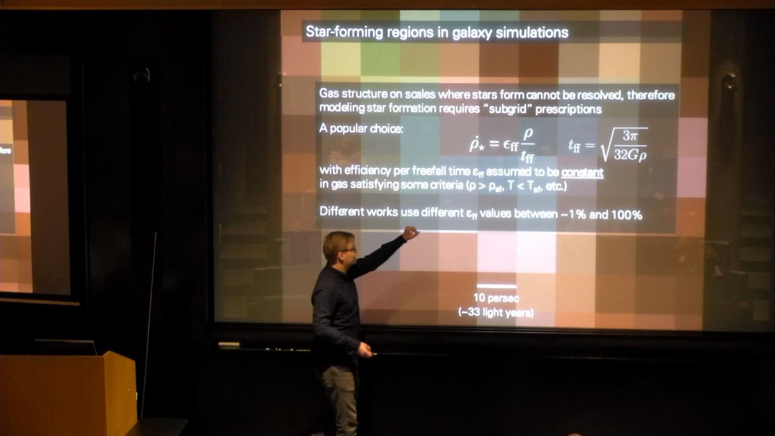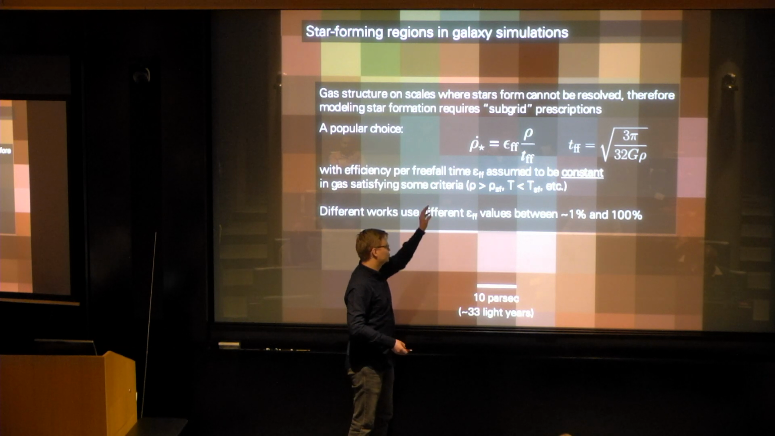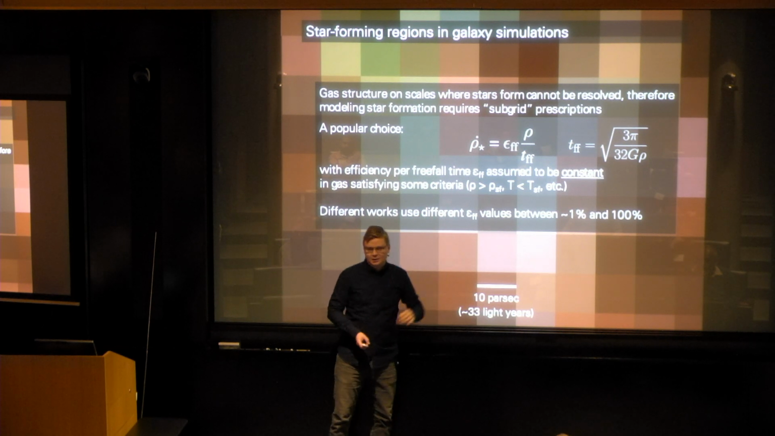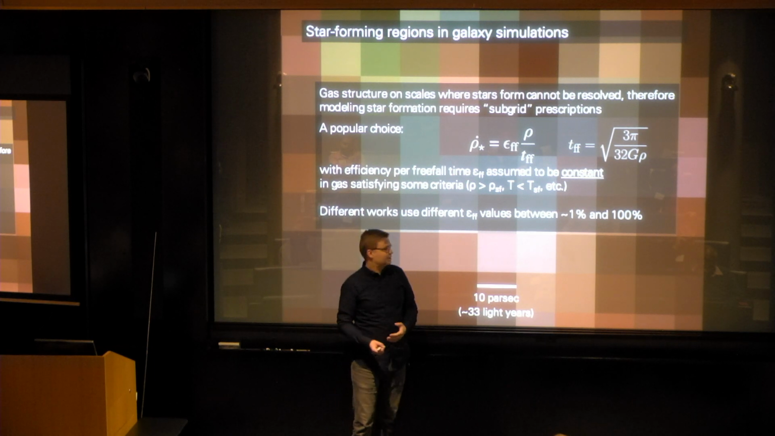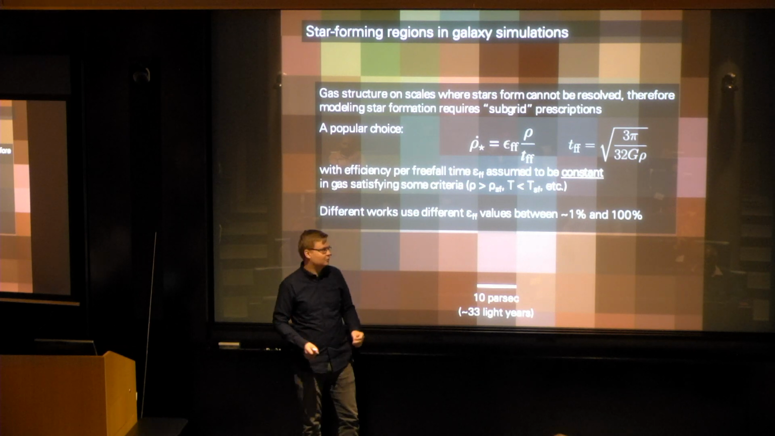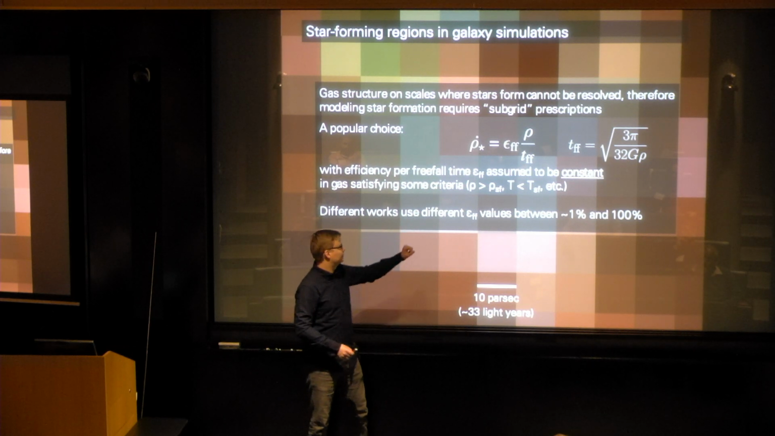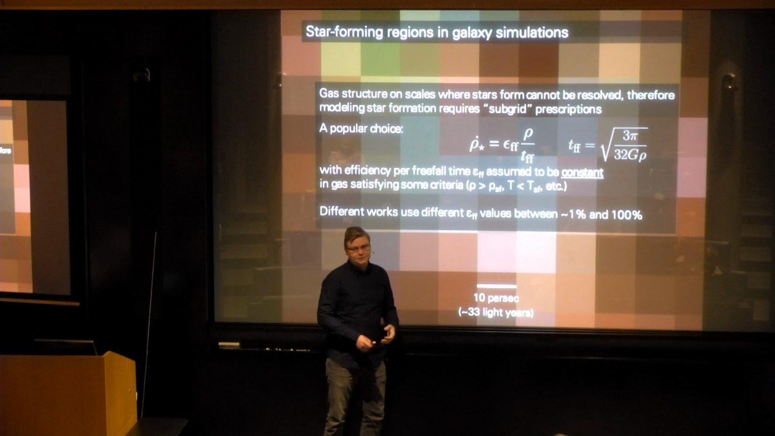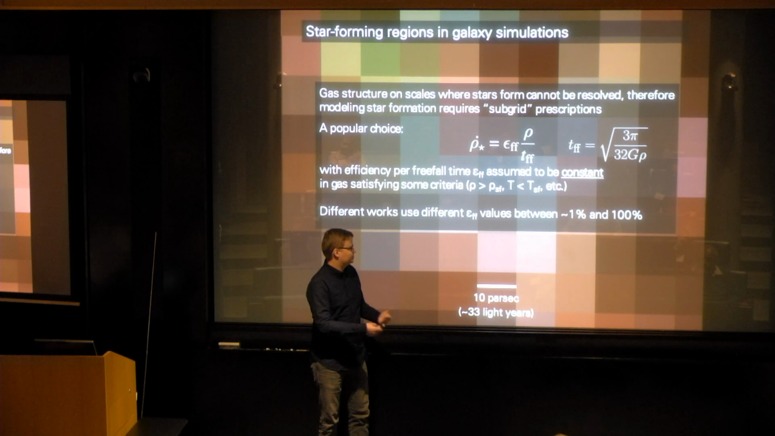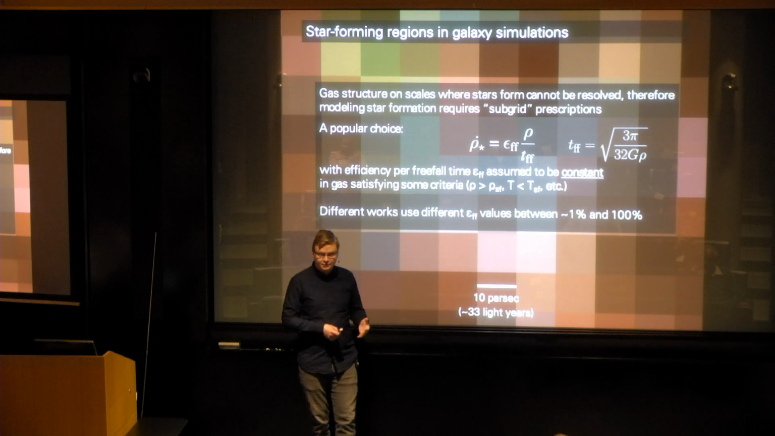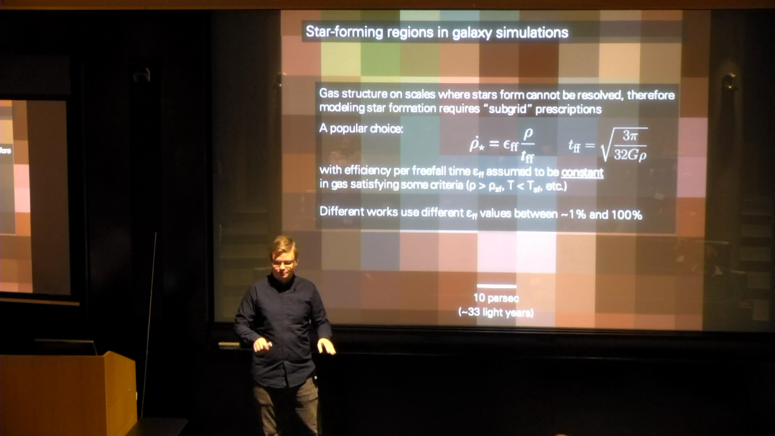In simulations, star formation is usually allowed only in gas that satisfies some criteria, such as gas must be denser than some threshold or colder than some temperature threshold. Different simulations make very different assumptions about what these thresholds are, and even the value of the star formation efficiency per freefall time can be very different from simulation to simulation. But almost always it's assumed to be constant in space and time.